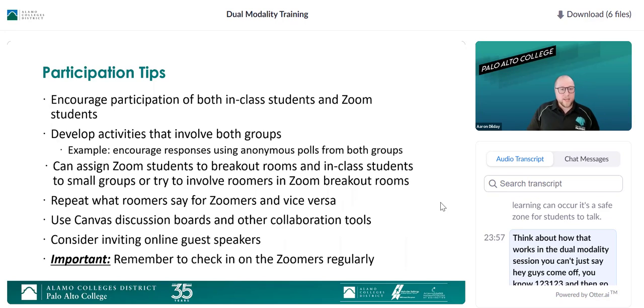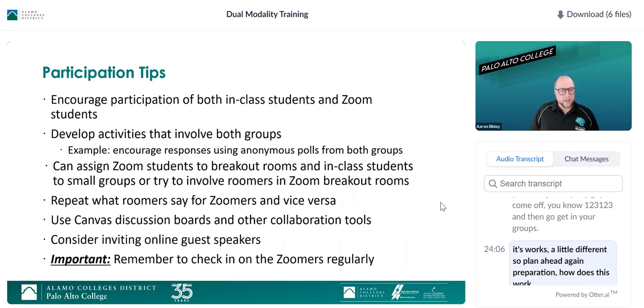You can't just say, hey guys, count off, 1, 2, 3, 1, 2, 3, and then go get in your groups. It works a little differently. So plan ahead, again, preparation. How does this work with the Zoom students? Do you have some students in class who have devices and can maybe go in a breakout room on Zoom?